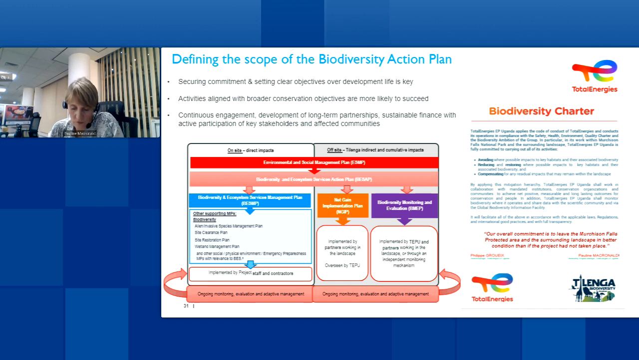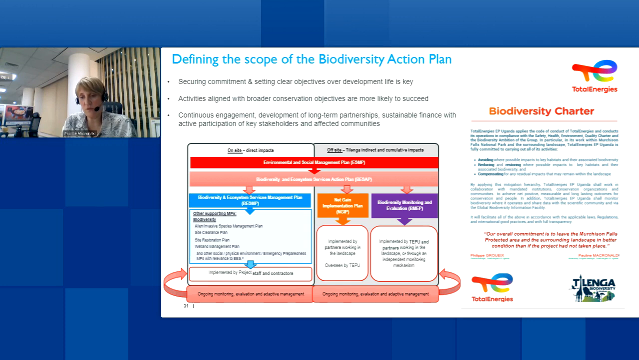So in terms of the temporal scope, we had split our BAP into two. So we have an overarching biodiversity and ecosystem services action plan. And then on one side, we're really focused on management of direct impacts through specific management plans, which are to be implemented by the contractors who are working on the project. So it covers things like invasive species management, site clearance, wetlands management.